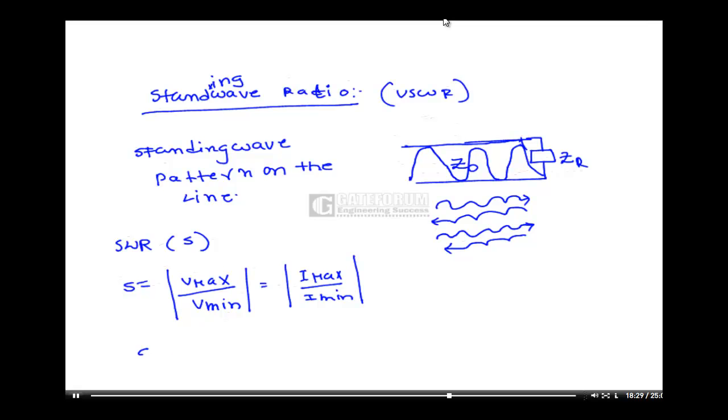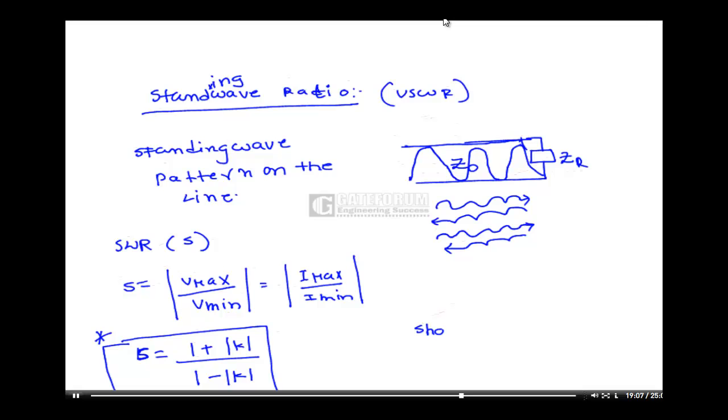The standing wave ratio is given by S is equal to 1 plus mod K by 1 minus mod K, where K is the reflection coefficient. This is a very important formula. Now we will consider one by one case.